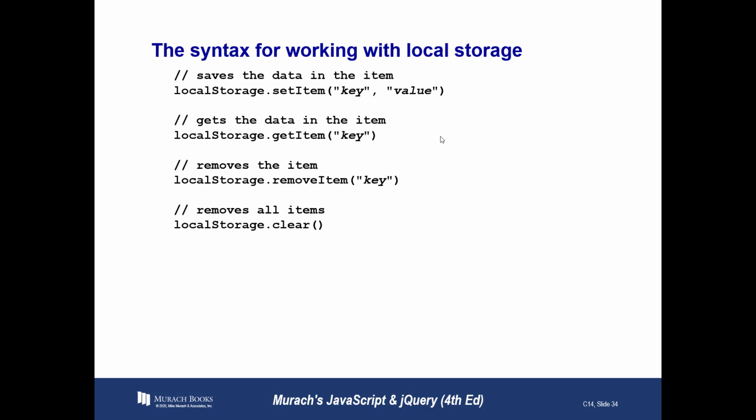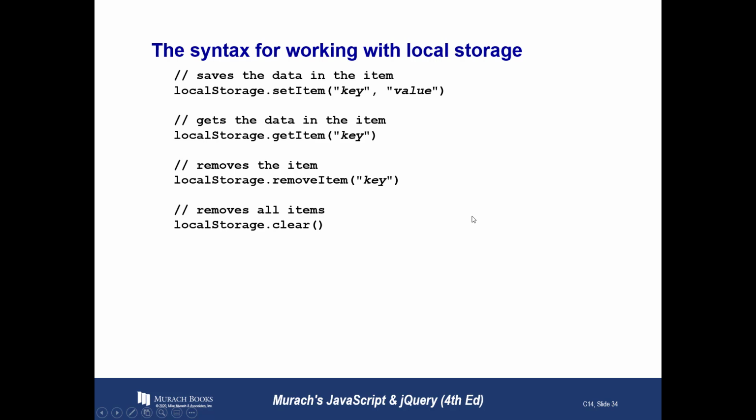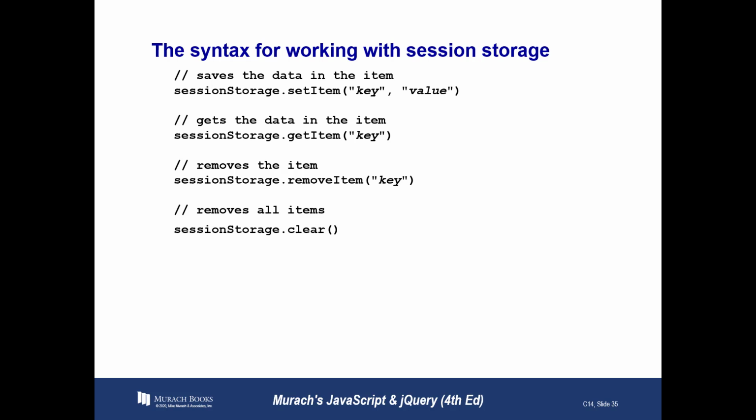And if you don't know what a key value pair is, kind of think of it as a definition in a dictionary, where the name of the term is the key and the definition is the value. So you notice there's a get item, a set item, a remove item, and a clear. Now that's for local storage. There's also session storage, which works in a very similar manner.